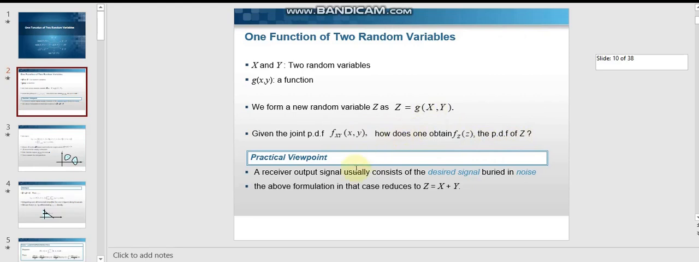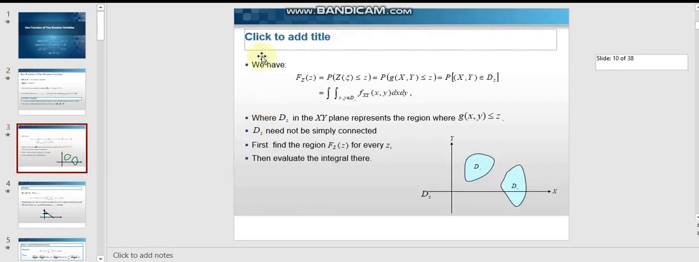A practical example could be a receiver output signal, which usually consists of the desired signal buried in noise. When you transmit a signal, at the receiver end it is buried with noise, a noise added to the original signal. So you get a new signal which can be formulated by two random variables. A new signal Z, which is the function of some original signal X and some noise which is added to the original signal. Now move to some examples.